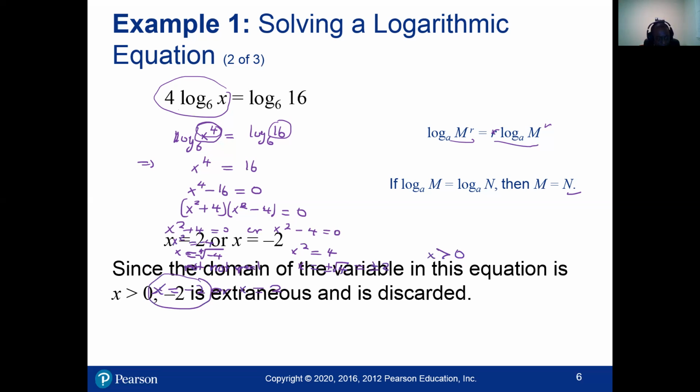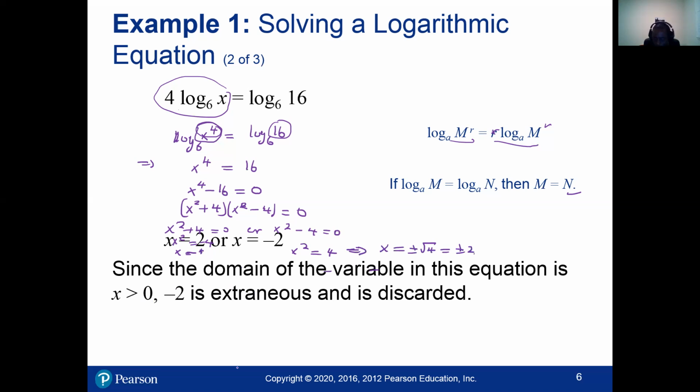Since the domain of the variable in the equation is greater than 0, negative 2 is an extraneous solution, and therefore we discard it. So let's write here: x is equal to plus or minus the square root of 4, and that is plus or minus 2.